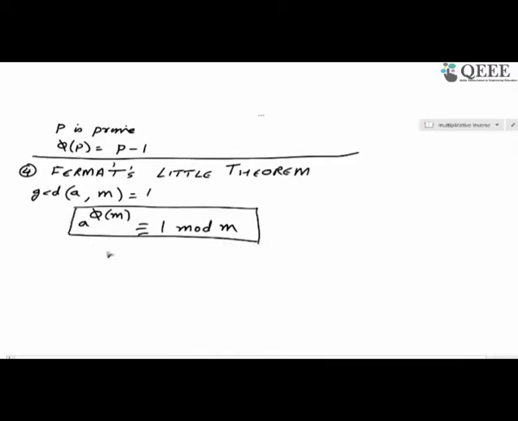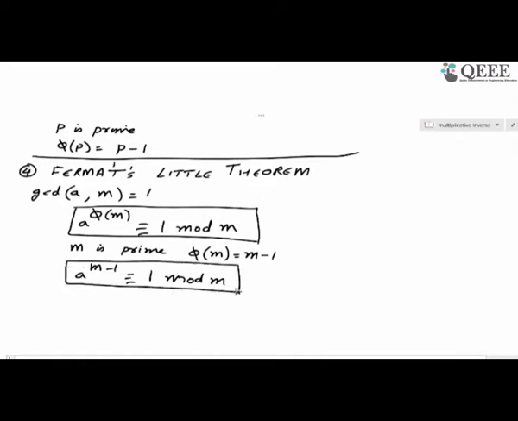And as we've seen earlier, if M happens to be prime, then phi of M is equal to M minus 1. So A to the power of M minus 1 is congruent to 1 mod M. Right? So this is possibly the most important theorem which we'll be actually using several times today. So let's take a small example of this.